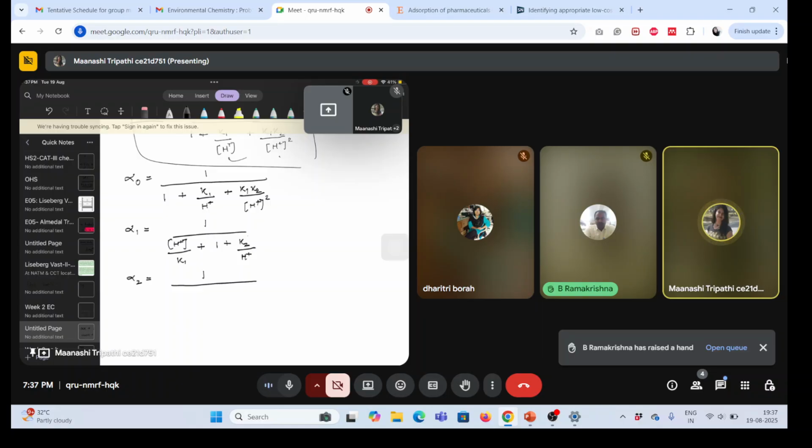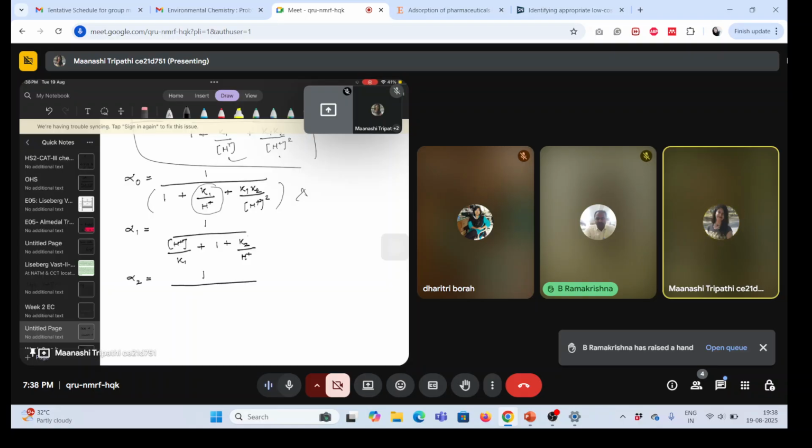So basically, alpha 1 and alpha 2, what is the difference? The denominator is multiplied by H by K1. If we take the denominator and multiply it by the inverse of this term, we will get alpha 1. So this is easier for you to remember. Just remember alpha naught, and for alpha 1, the middle term you just reciprocate and multiply to the denominator.